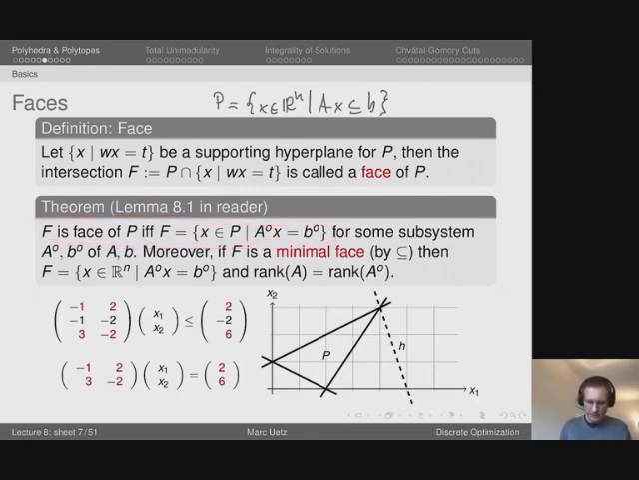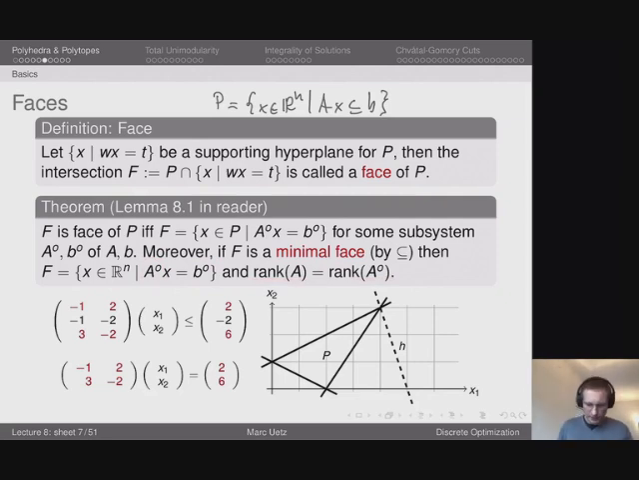And the second part of the theorem says that, even more special, if we talk about an inclusion-wise minimal face, so in this picture, that would actually be the vertices of this polytope here, then the linear description is exactly given by just this equality system here. And the rank of the corresponding submatrix that I choose is equal to the rank of the original descriptive system.